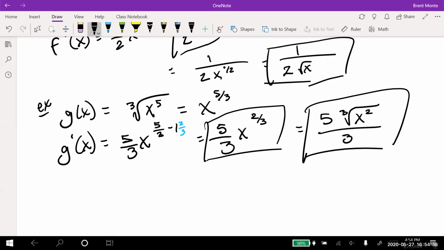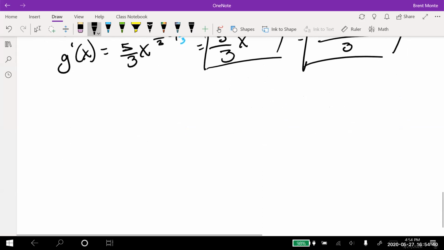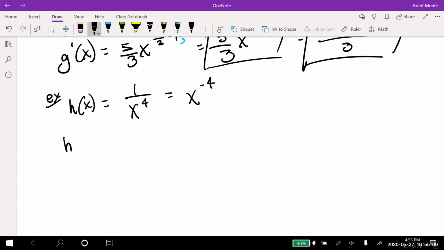Okay, and we talked about the negative exponents. Let's look at a negative exponent. So let's say, for example, 1 over x to the 4th power. How do I do that? Well, I change it to x to the -4 power. Remember, a negative exponent would mean a fraction. And then I take the derivative just as I always do with the power rule. Oh, it's -4 x to the -4 minus 1, or -4 x to the -5.